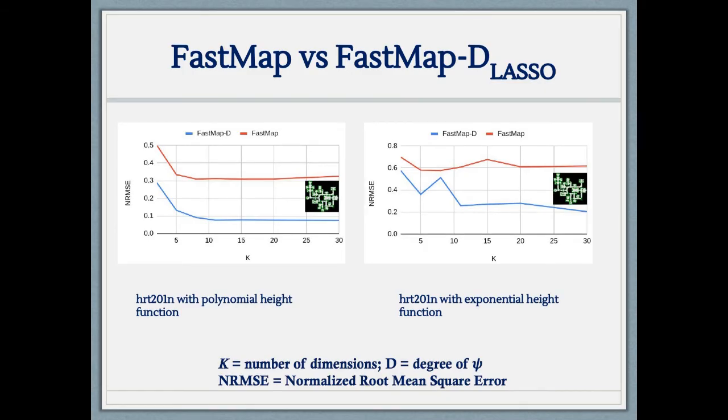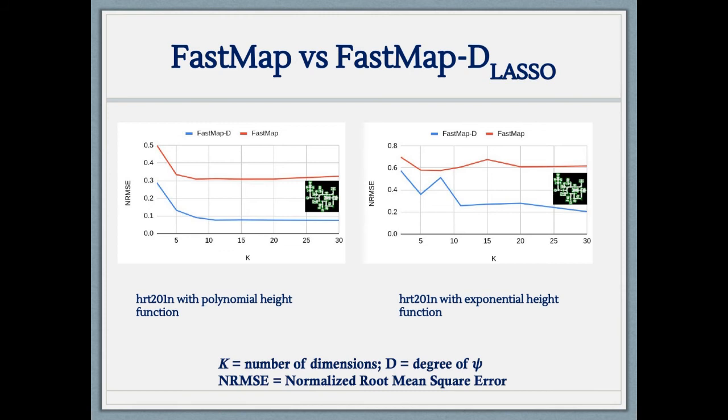Now in this map, for the polynomial height function on the left, you can see that FastMap-D performs significantly better than the FastMap algorithm, which only embeds the average distance. The last coordinate, when used for the potential field, is much more powerful in representing directed graph distances than using it to represent more of the average distance between nodes.